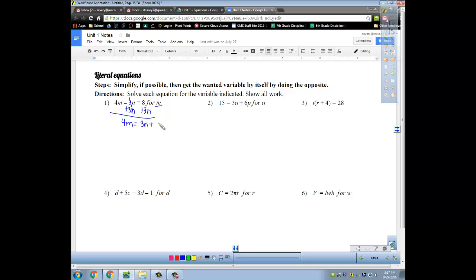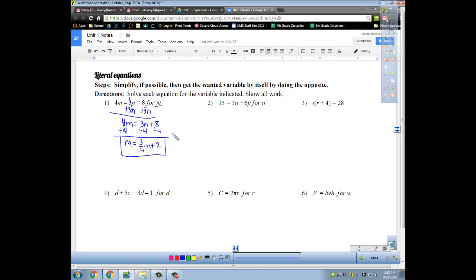I like to write the variable term first. You can write 8 plus 3n if you want. This is how I like it. Now I have 4 times m. The opposite of times is divide. So I'm dividing each term by 4 to get m equals 3n divided by 4, which is the same thing as 3/4 n. Then 8 divided by 4 is 2. I have m by itself, so I am done.